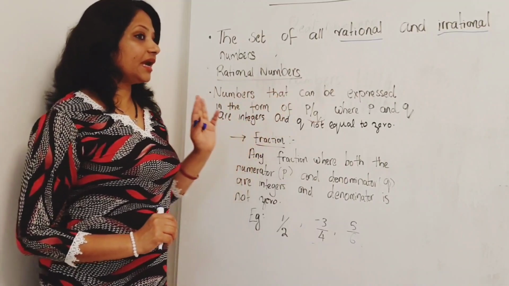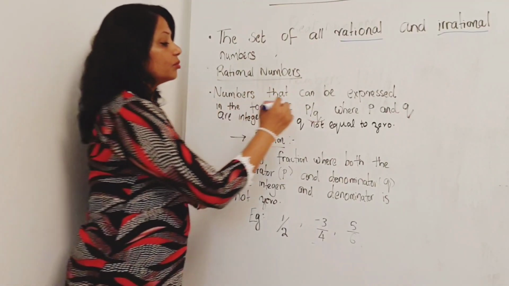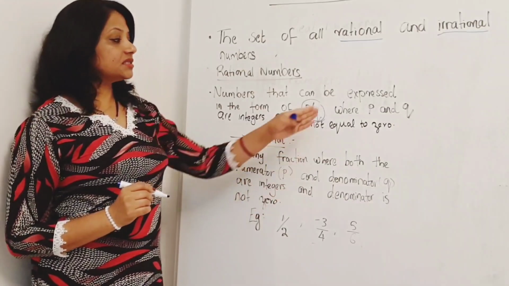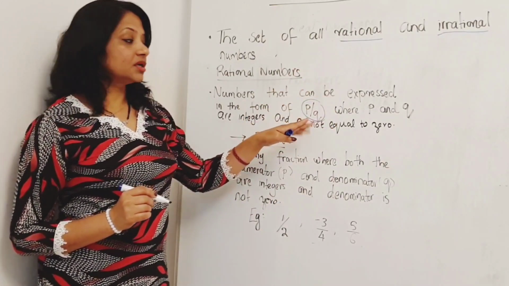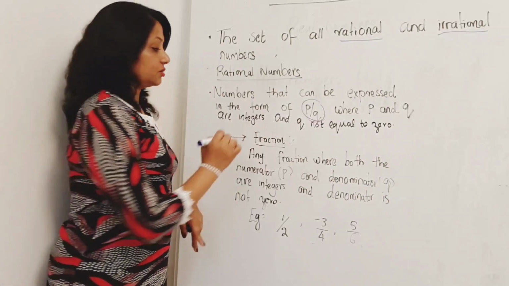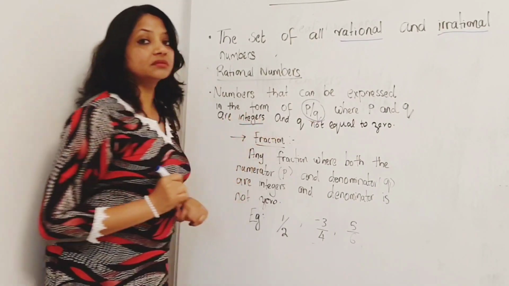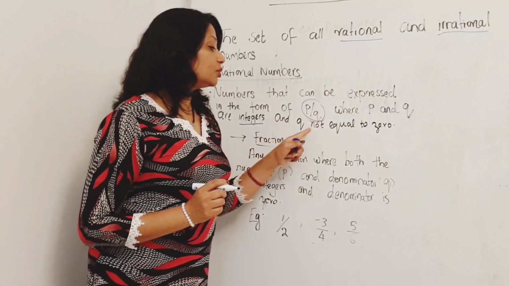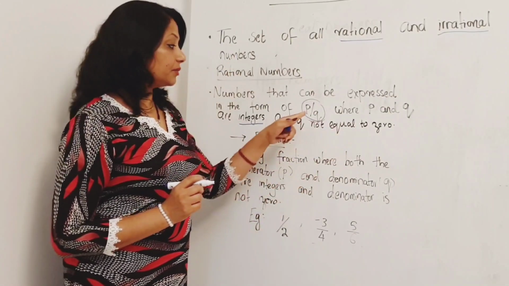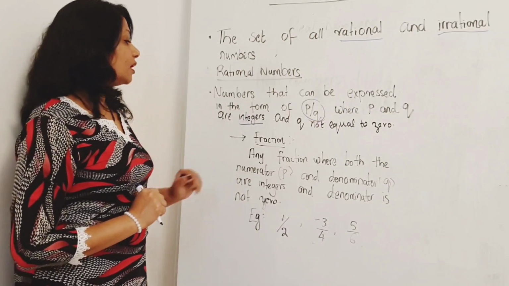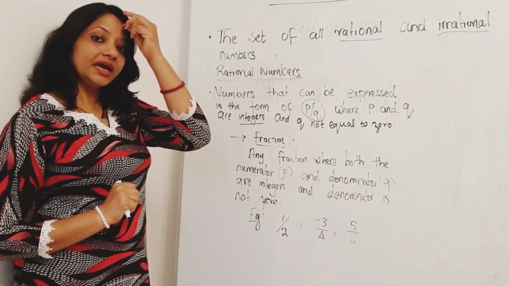Rational numbers are numbers that can be expressed in the form p by q, which means in fraction form. P and q are integers, and you already know what integers are. And q is not equal to 0, which means your denominator should not be 0. We'll go for some examples.